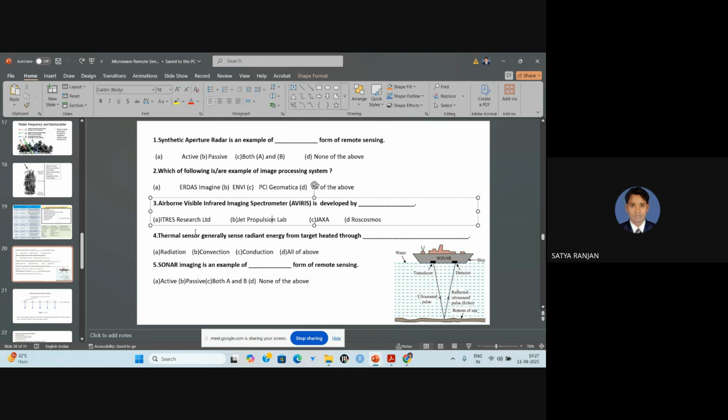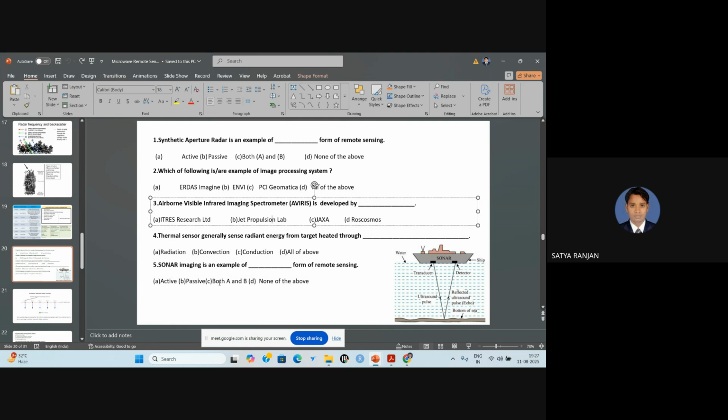Then a thermal sensor generally senses radiated energy from target heat through, so what is the answer? Radiation, convection, conduction, all of the above. So the answer is all of the above. Radiation, convection, and conduction, all these are thermal related features.